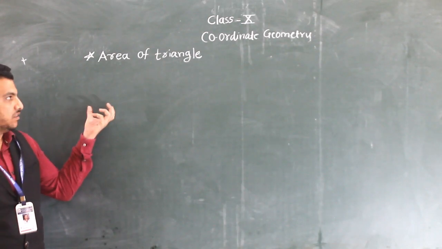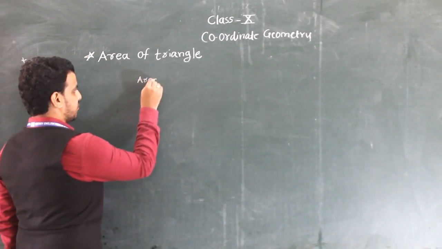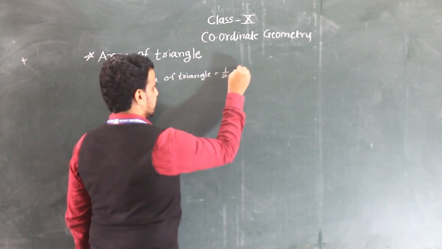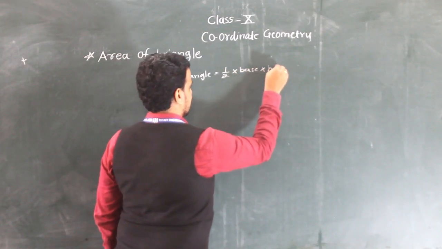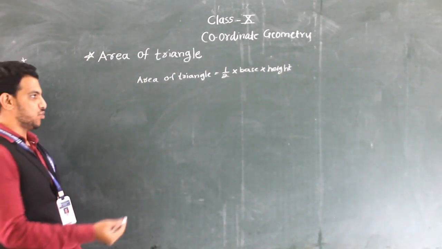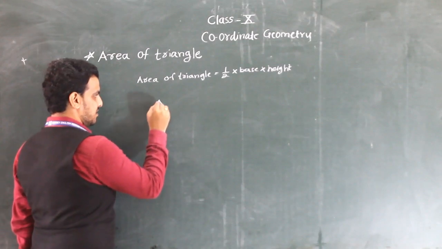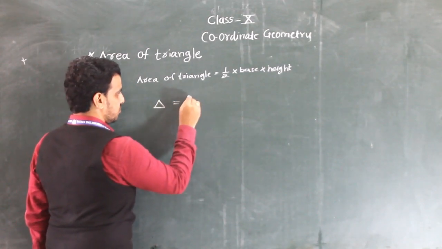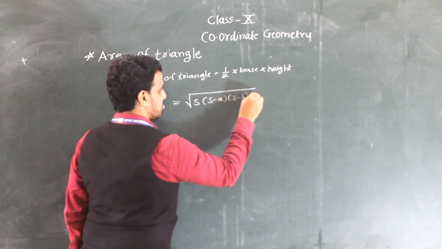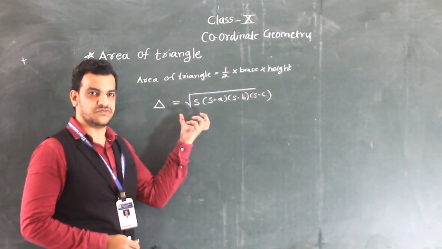In earlier classes, we know the formula that area of triangle is equal to half into base into height. In 9th standard, we learn how to find area of triangle by Heron's formula. Area of triangle, denoted by delta, is equal to square root of S into S minus A, S minus B, S minus C. Here S is semi-perimeter and A, B, C are the lengths of the sides.